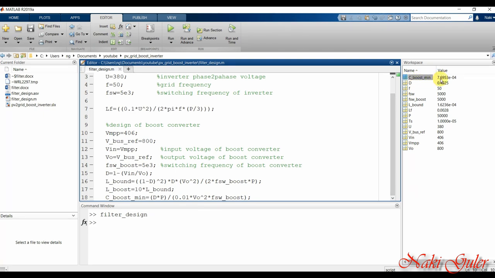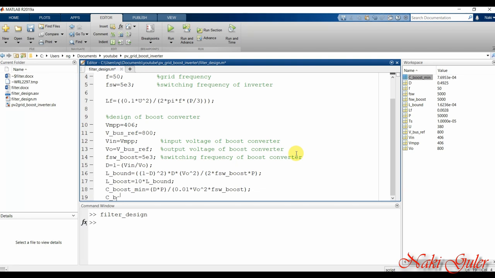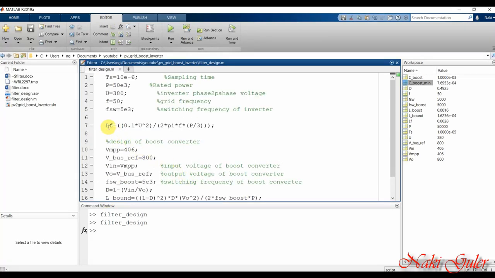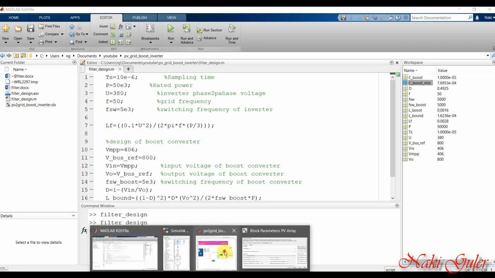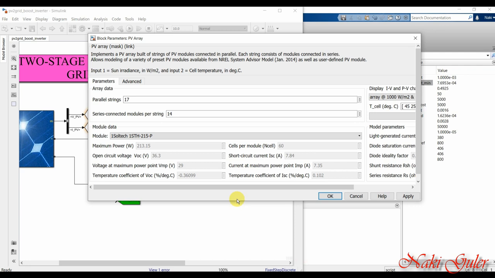And the minimum capacitor for the boost converter is 769 microfarad. I want to select a standard value that is also bigger than the minimum, with E minus 6. Okay, now both parameters are here, and also LA. Okay, now we may go back to the simulation side.